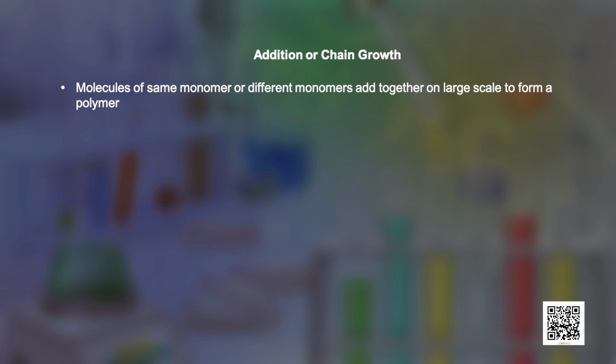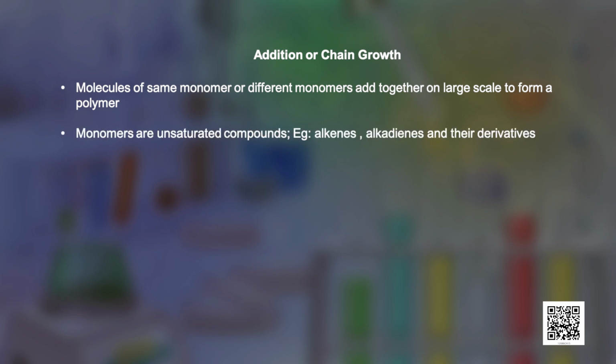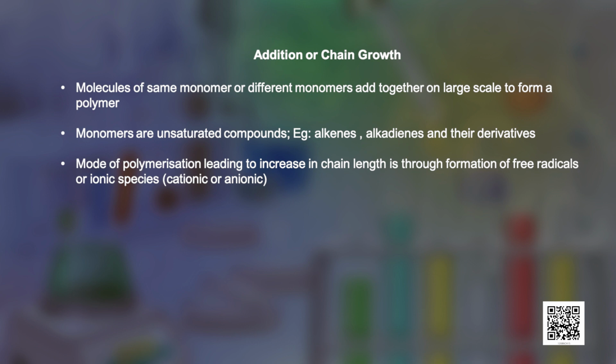We will first talk about addition or chain growth polymerization. Here the molecules of the monomer or different monomers add together on a large scale to form a polymer. The monomers used are unsaturated compounds, mainly alkenes or alkadienes and their derivatives. This mode of polymerization, leading to an increase in chain length or chain growth, can take place through the formation of either free radicals or ionic species.